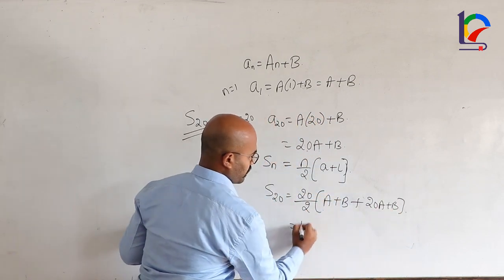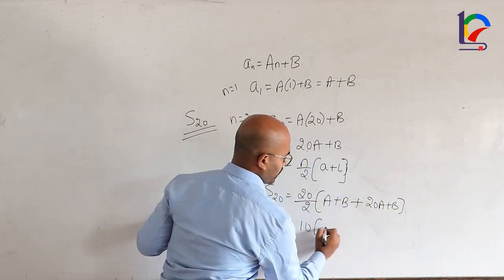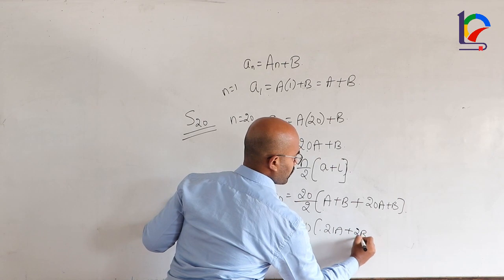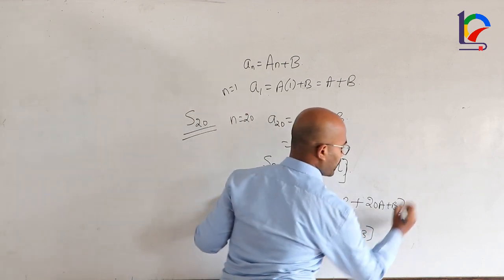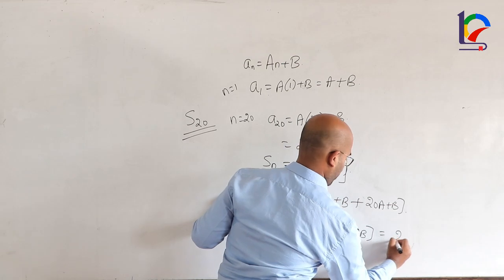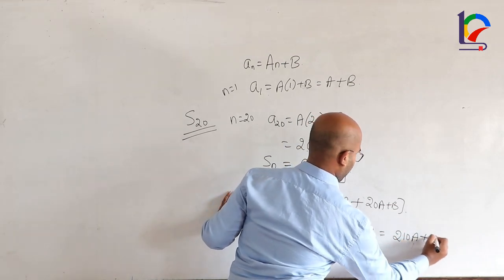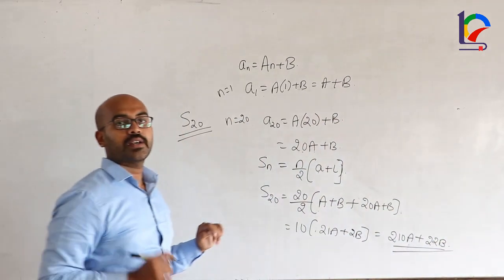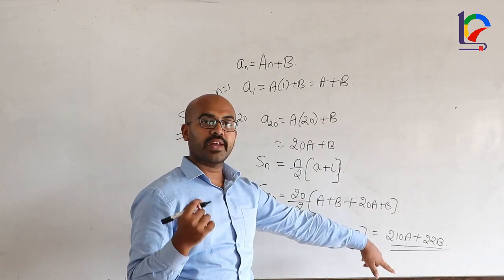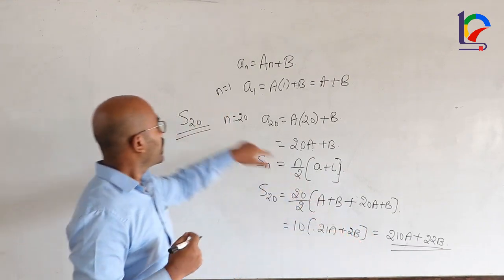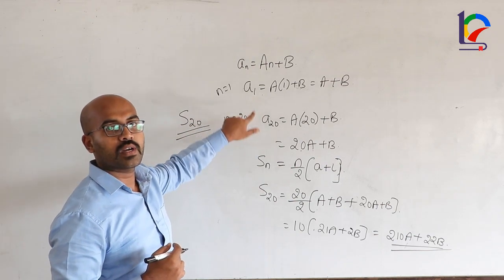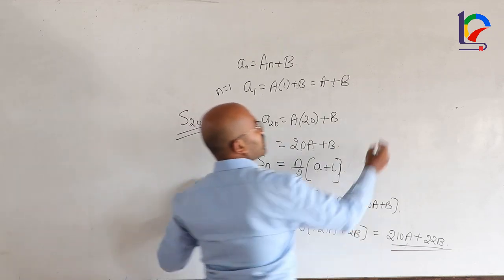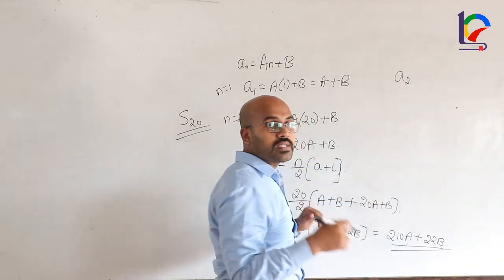On simplification, 20 by 2 is 10, a plus 20 is 21a, b plus b is 2b. So we get 210a plus, so 200a plus 22b. So this is one way. Or what you can do is, you know what is a1, so similarly find what is a2, a3. So you need to find the common difference. This is the second way.